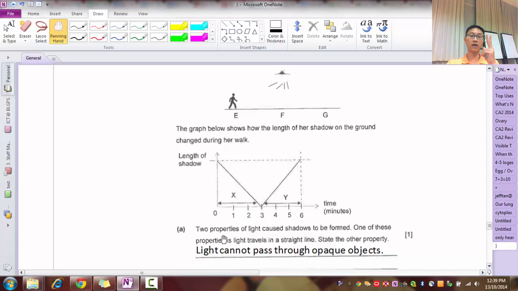So two properties of light cause shadows to be formed. One of them is light travels in a straight line. What is the other property? Well, light travels in a straight line, that's not enough, because if it's a transparent object, light will just pass through, no shadows will be formed. But because light can be blocked, or light cannot pass through opaque objects, that's why a shadow is formed. Okay, so basically shadow is the absence of light. When there's no light, shadow is formed.